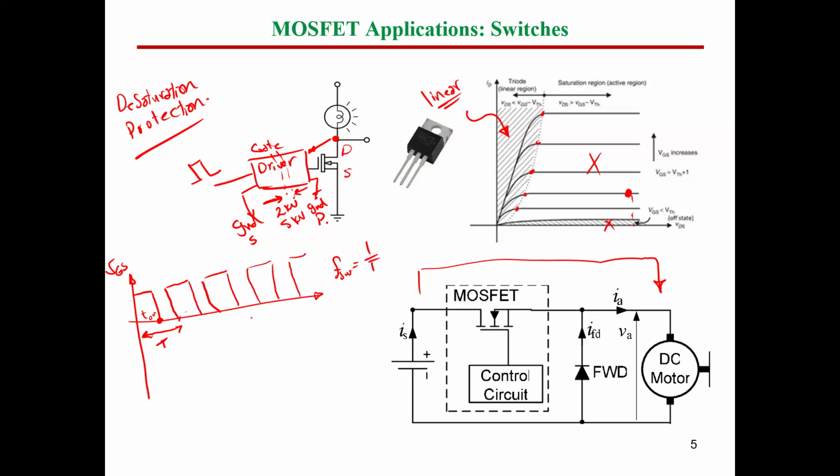And what will happen when you apply a pulse like that to the MOSFET? The supply volt here, let's say this is VDC, will appear on the DC motor. So we expect that the volt of the supply will be applied to the motor at the same instant as the gate to source pulses. So this will be the voltage applied to the motor.